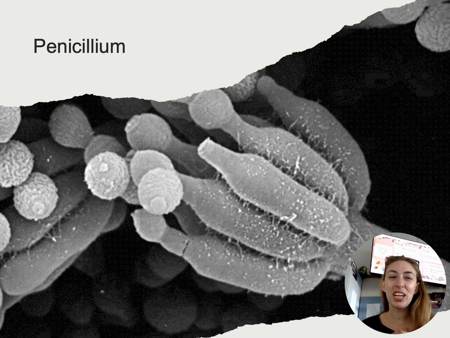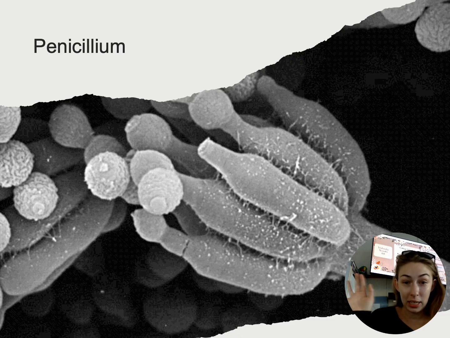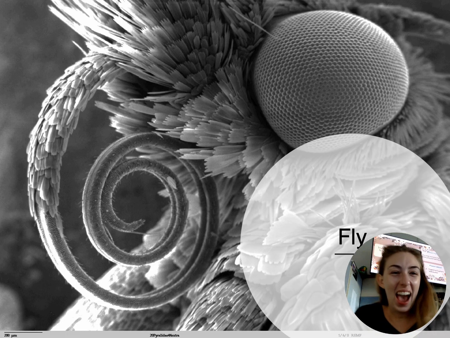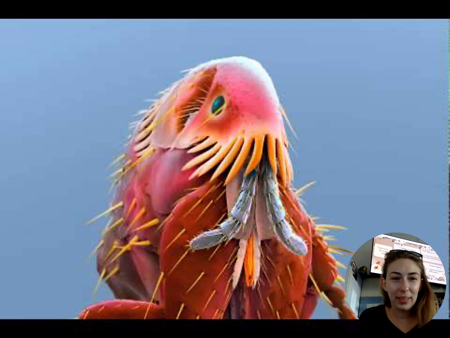And then this picture is of penicillium. So if you are allergic to penicillin, like Miss Hudson, this is the thing that you're allergic to. Isn't that wild? That's what it looks like. And then this is a fly, because we just really need some fun pictures in here. And then I believe this one's a flea. Isn't it wild how much we can see now due to the microscopic world?